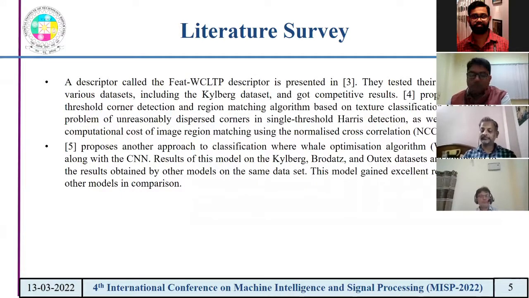Another method was a descriptor called the FEAT-WC-LTP descriptor. They tested that descriptor on various datasets, including the Kilberg dataset, and got competitive results.